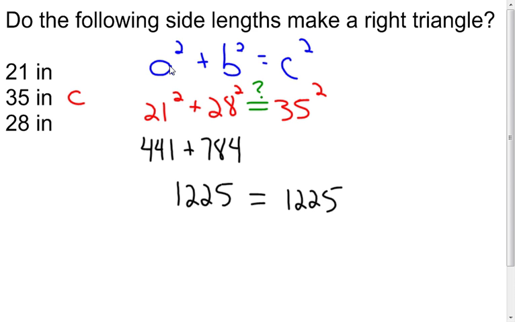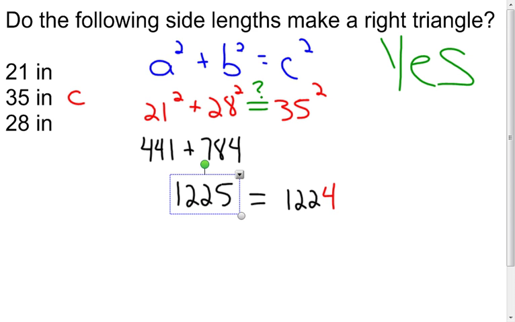So to answer my question, do they make a right triangle? The answer is yes. Now just say, for some reason, this would have come out to be 1,224. Then these two things are not equal, and the answer to my question would have been no. But they were equal, so my three side lengths will make a right triangle. And that's going to conclude the converse of the Pythagorean theorem.